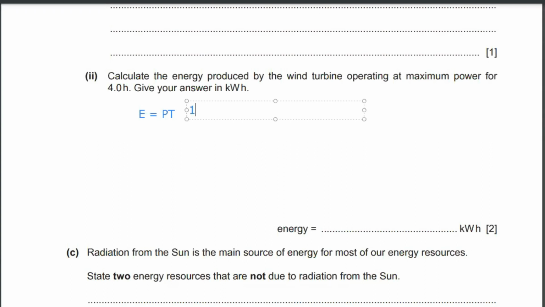So we will convert this megawatt into kilowatt. You will just have to shift the decimal place by 1000, so it will be 1800. Now multiply by 4 hours. So it comes out to be 7200 kilowatt hours. So the energy transferred in 4 hours is 7200 kilowatt hours.